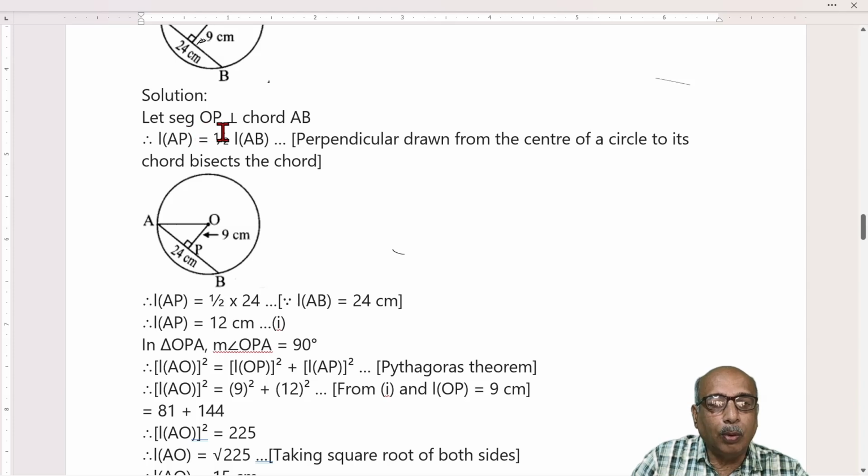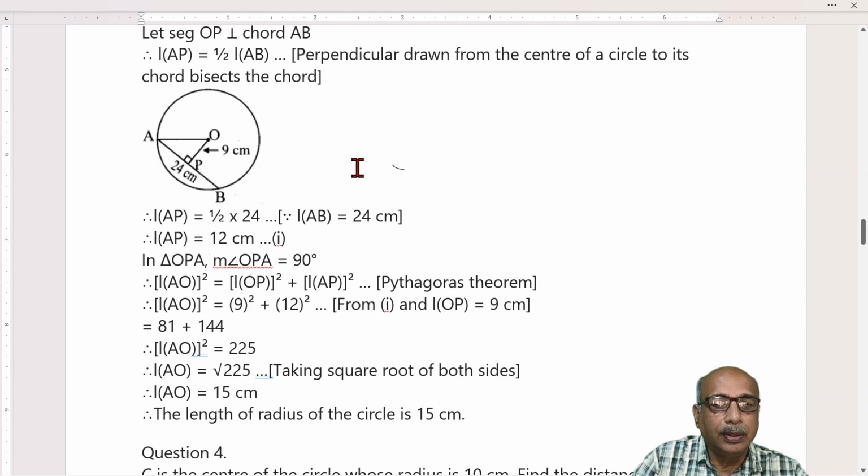OP is perpendicular to chord AB. Therefore, AP equals half of AB. Reason again: perpendicular from the center of the circle to its chord bisects the given chord. Here you don't have to draw a very accurate figure, but the circle must be there. The segment AB, that is the chord, must be there, and the perpendicular approximately must be there. Figures you must draw in mathematics so that they are there for ready reference. Therefore, AP equals half of 24, which equals 12 centimeter.